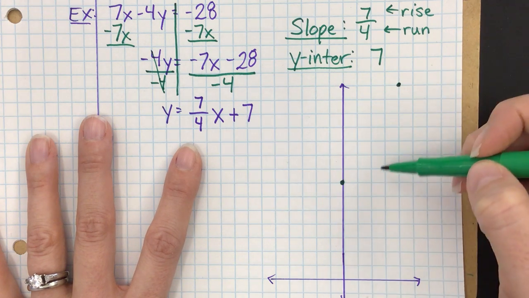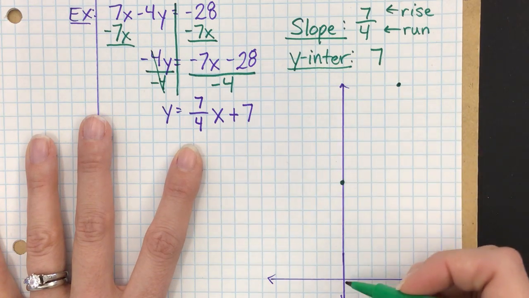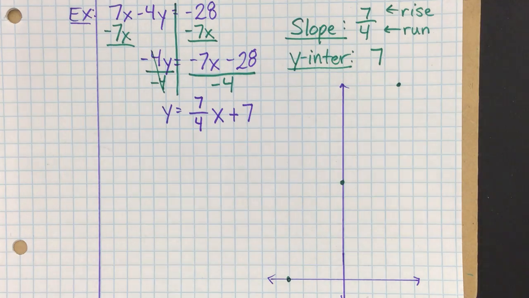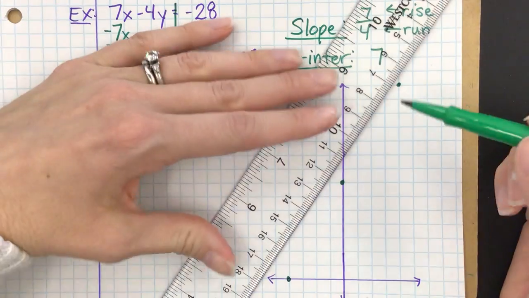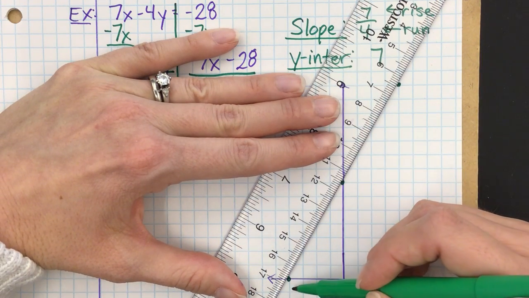Now, I like to have at least 3 points, so I'm going to do that same pattern in the other direction. I'm going to go down 7 and over 4 like that, using that same pattern. And then I can connect it to make my line.